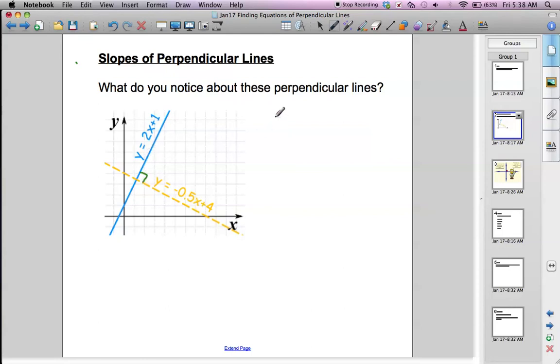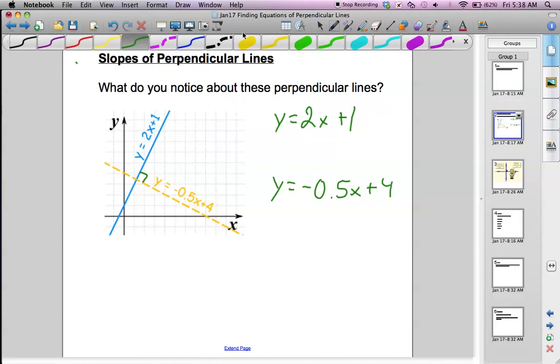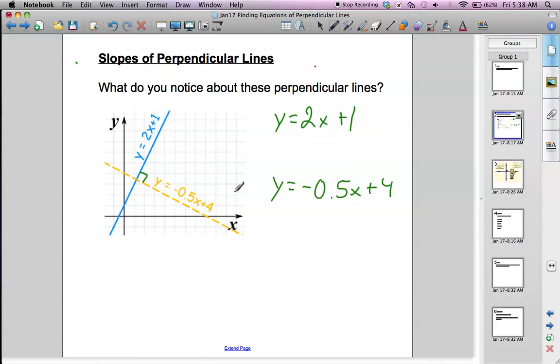Okay, so the first line is y equals 2x plus 1. Second line is y equals negative 0.5x plus 4. So let's look for a pattern here. Well, first of all, notice that one equation has a positive slope and one has a negative slope. This makes sense because the blue line is going uphill and the orange line is going downhill.